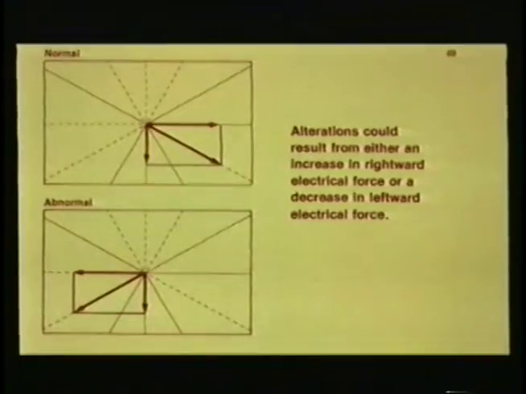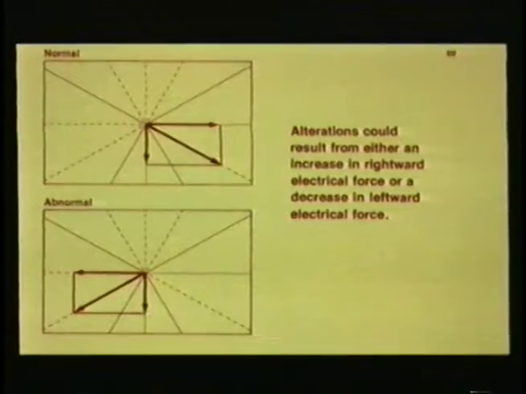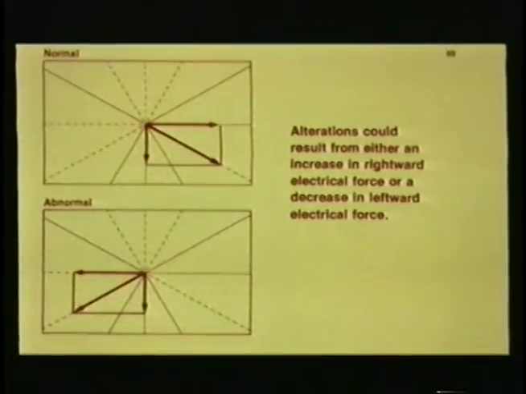68. Given two diagrams in the frontal plane showing component and resultant vectors in a normal and a diseased state, in which one of the component vectors is altered, state whether the alteration could result from these causes. 69. The alteration of the component vector in the diseased state could result either from a gain in rightward or loss of leftward electrical force.